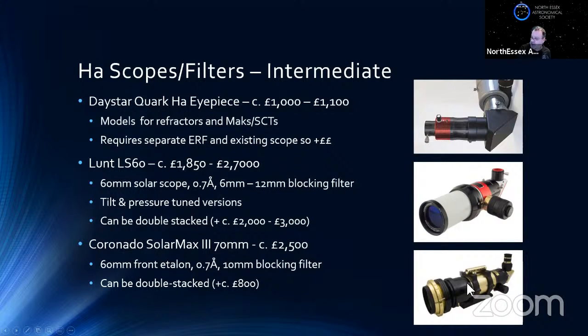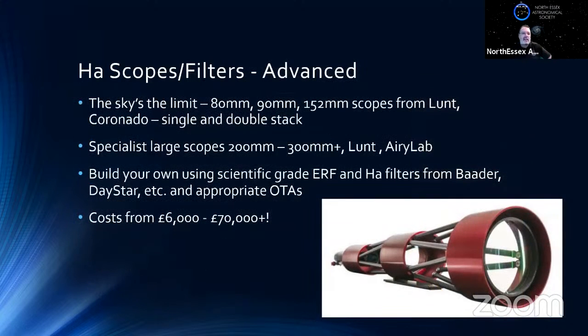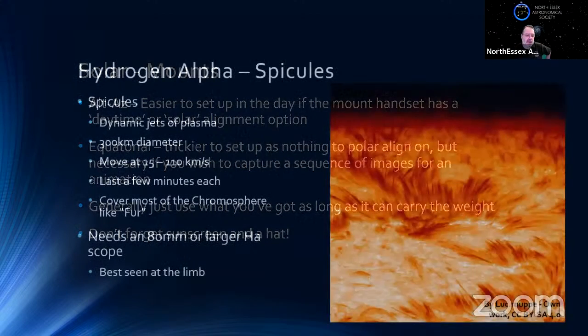And Coronado also do intermediate scopes. If you want to spend serious money, you can. You go much, much bigger, but you're talking £6,000 to £70,000, depending. Mounts don't need to be that great. Altaz mounts are much easier to use and set up in the daytime because most of them have a daytime or solar alignment option. Equatorial's better for imaging, but there's nothing to polar align on, so it can be quite tricky. But you don't need a big, expensive mount.